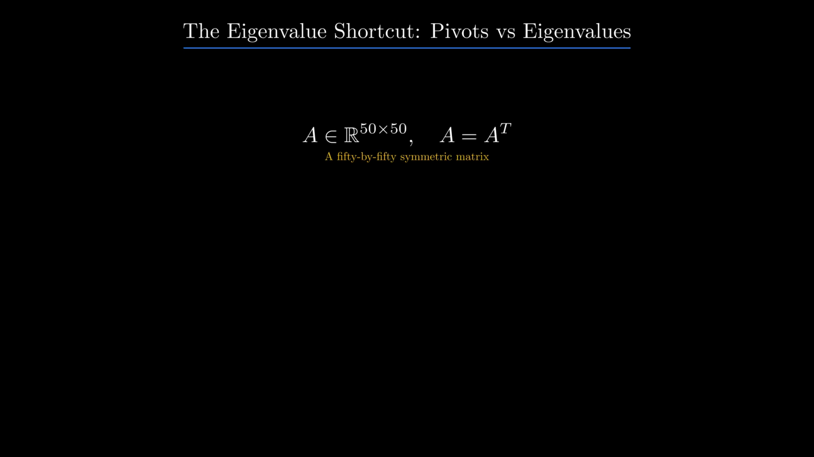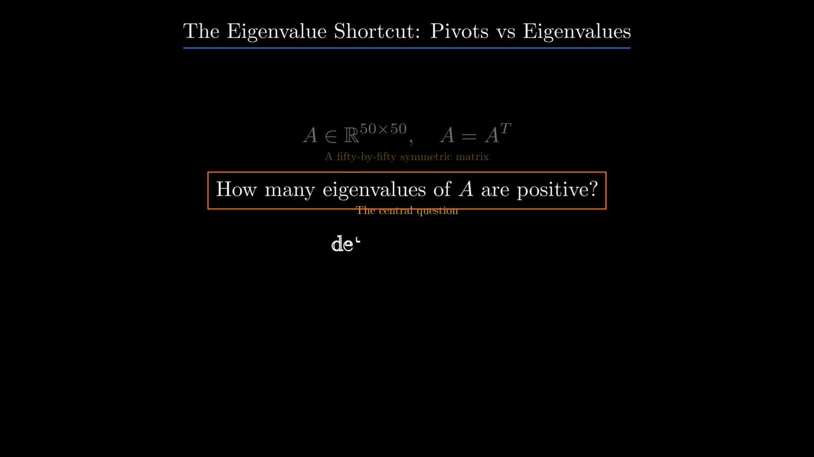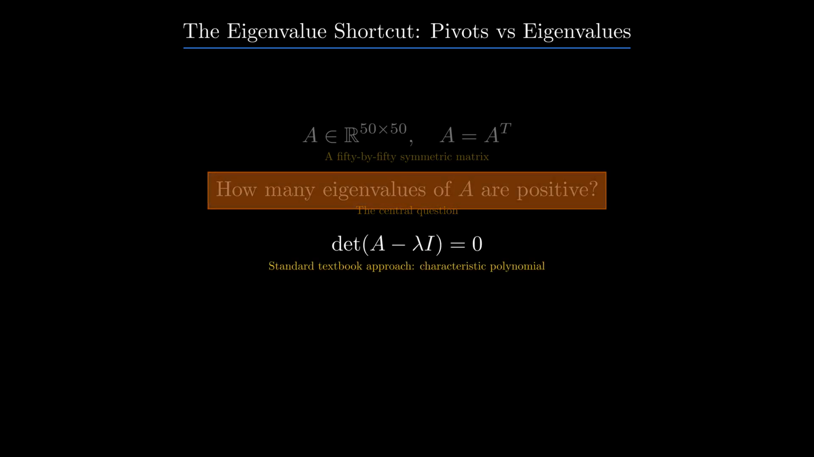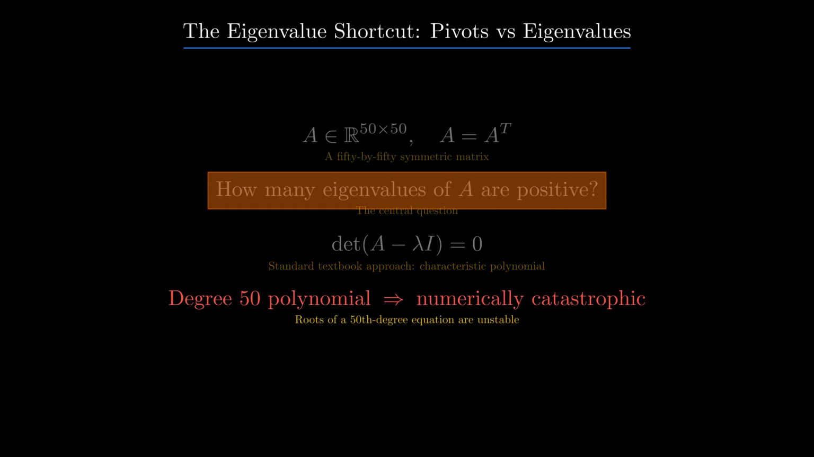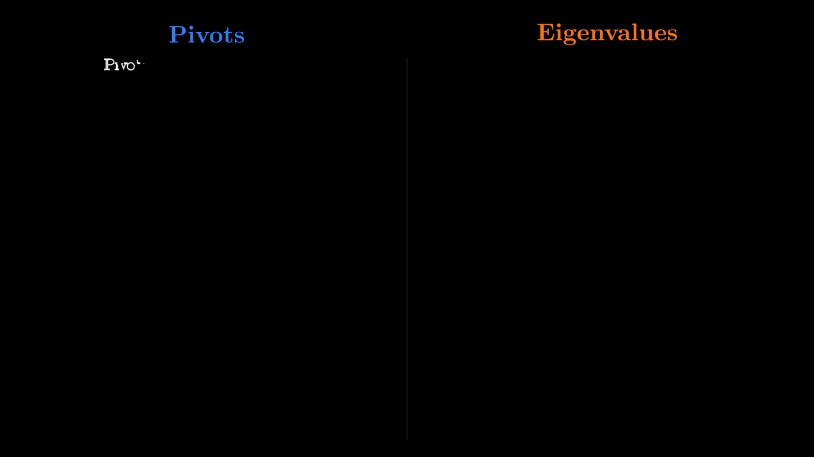Here's a challenge. I hand you a 50 by 50 symmetric matrix and ask, how many of its eigenvalues are positive? Solving the characteristic polynomial means finding the roots of a 50th degree equation. That's numerically catastrophic. But what if elimination, the very first technique you learned in linear algebra, already knows the answer? Let's start with two key ideas.